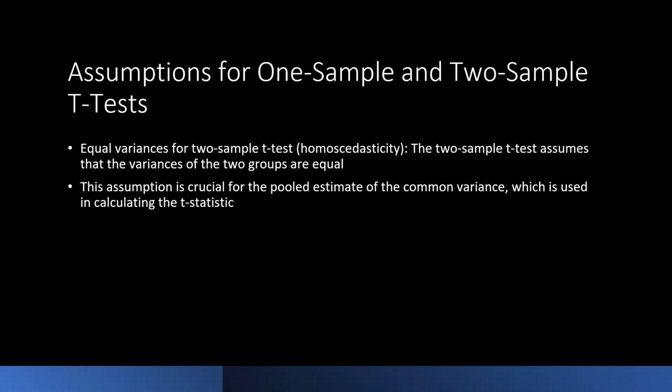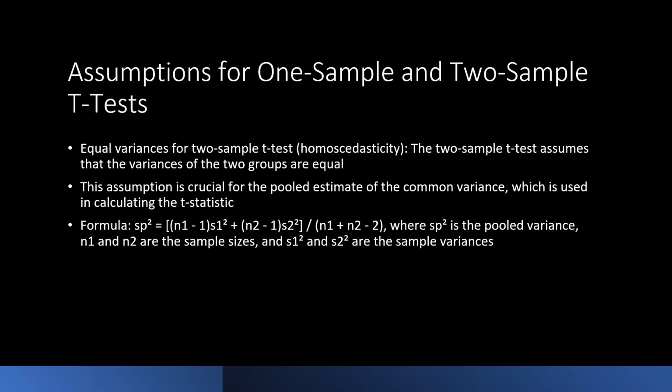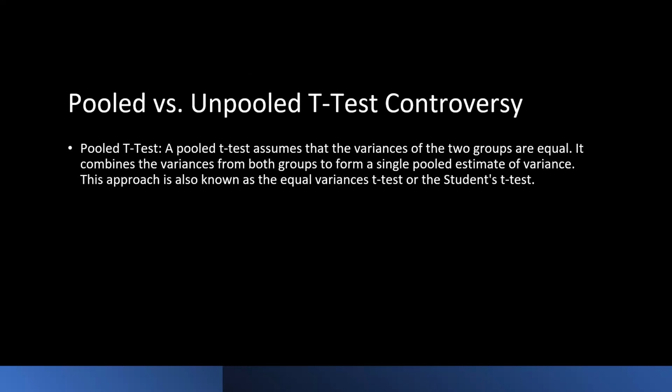And if you're going to do a pooled variance, which there are some arguments for and against, then you're going to need that to be true. And this is the formula for pooled variance, if you want to know what that is. Now, there's some controversy regarding whether you should use a pooled or unpooled t-test. Some people say that if you have the ability to use the pooled t-test, then you should use that because it's going to be more powerful.